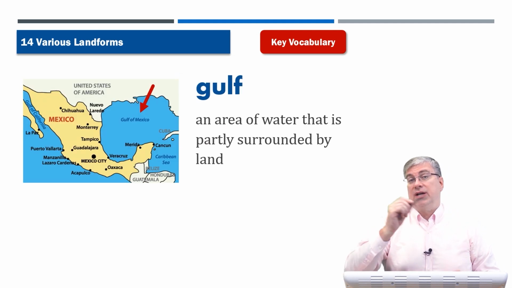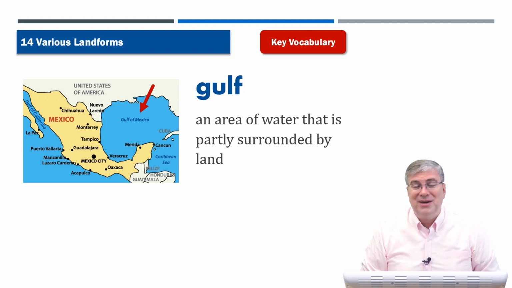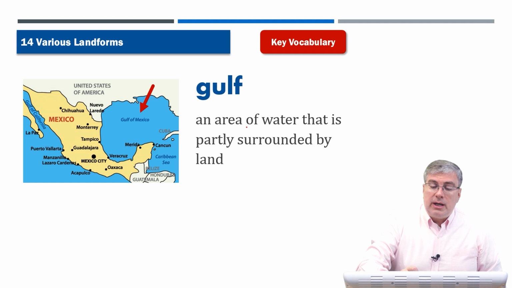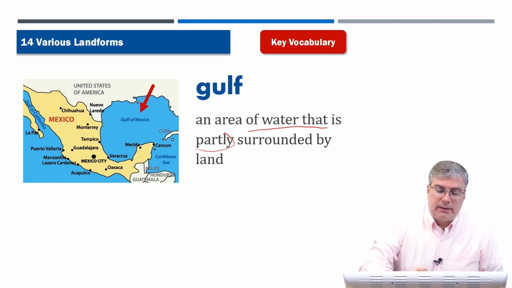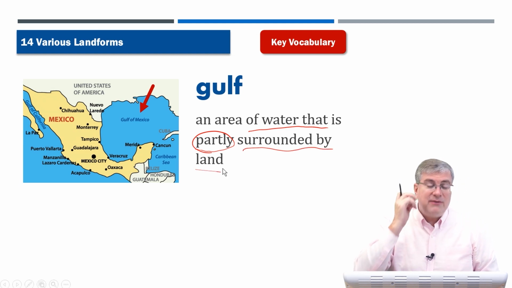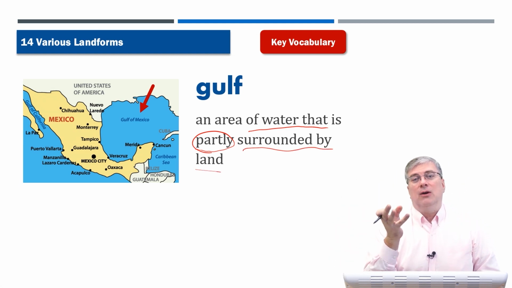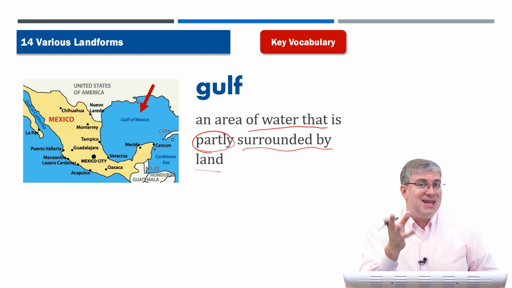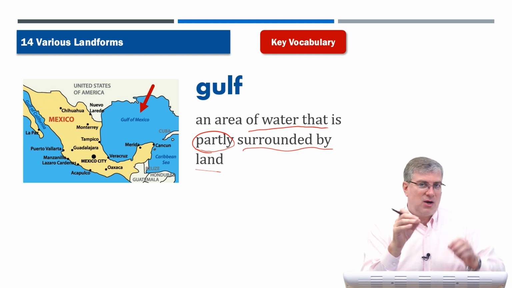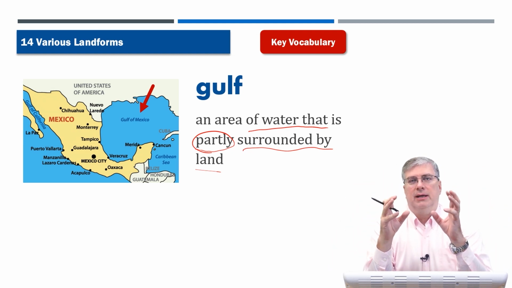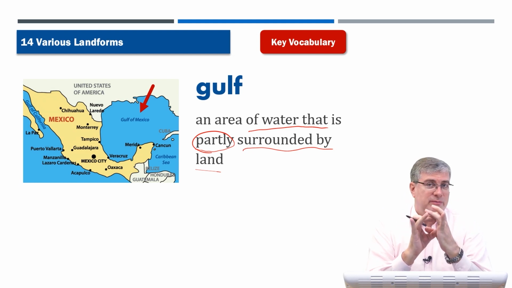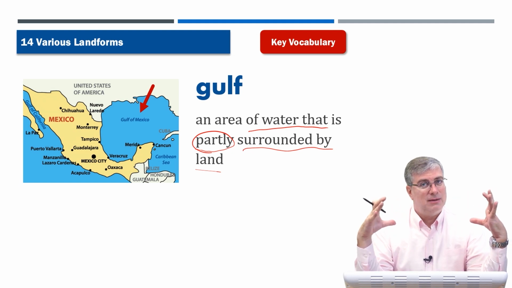Gulf. A gulf is another type of landform, even though we're talking about water, but it's still a shape of the land and the water. A gulf is an area of water that is partly surrounded. That's important. By land. It's partly, because if it was completely surrounded, it would be a lake or it would be a sea, right? Not an ocean. An ocean is not completely surrounded by land. An ocean surrounds the land. But if the land surrounds the body of water, it could be a pond, a small lake, or it could be a sea, right?